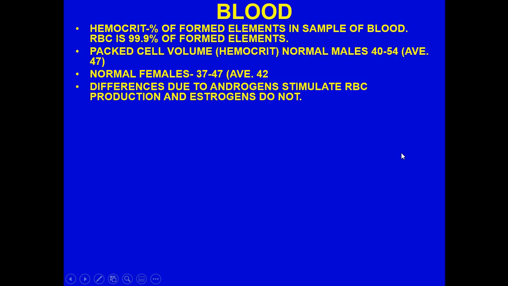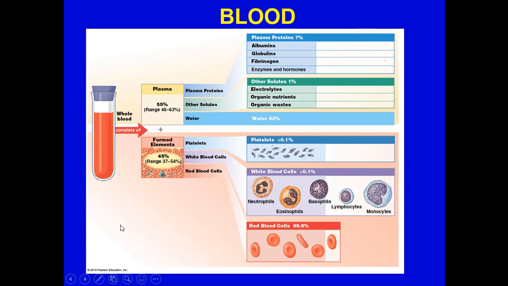When we talk about hematocrit, that is the percentage of formed elements in a sample of blood. Since red blood cells are about 99.9% of the formed elements, usually hematocrit is an indicator of the amount of red blood cells present. In packed cell volume, hematocrit, normal males will have a range of 40 to 54. The average is 47. Normal females is in the range of 37 to 47, the average being 42. The differences are due to androgens stimulating red blood cell production, and estrogens do not do that.